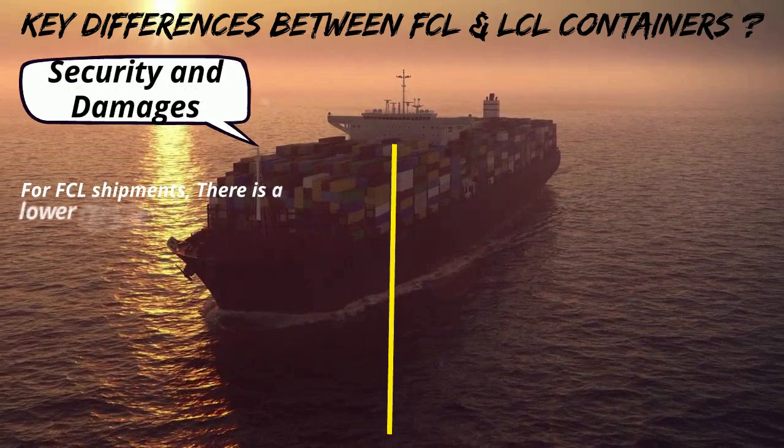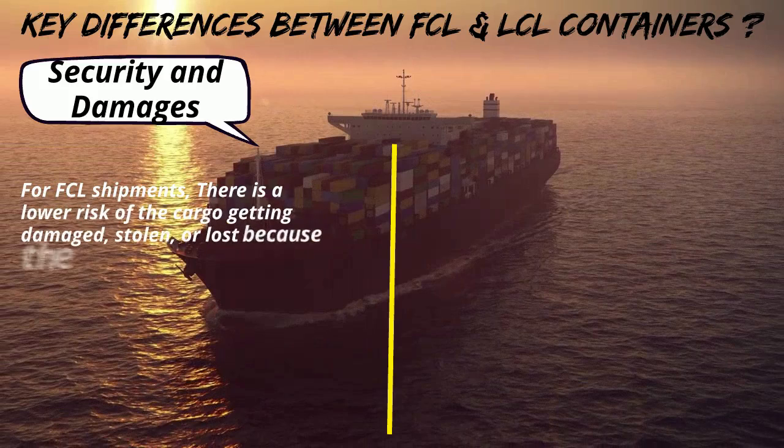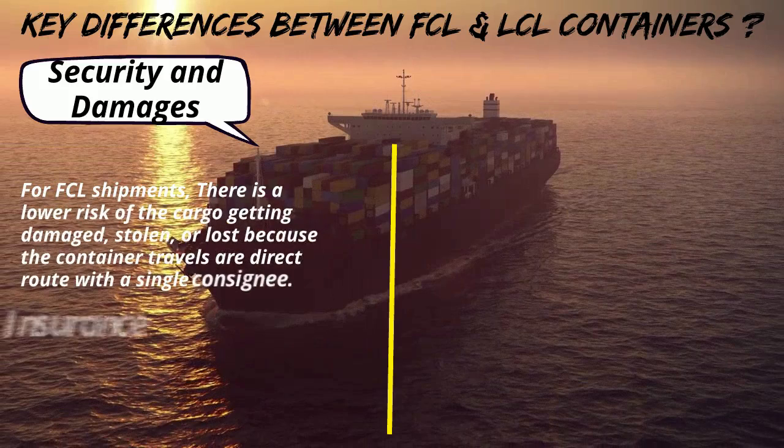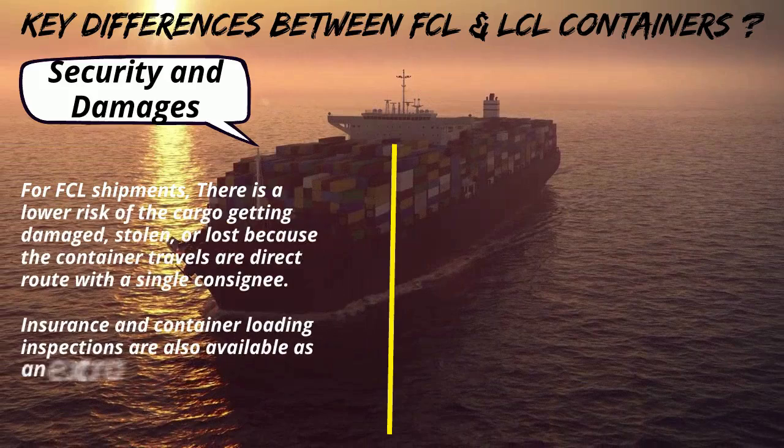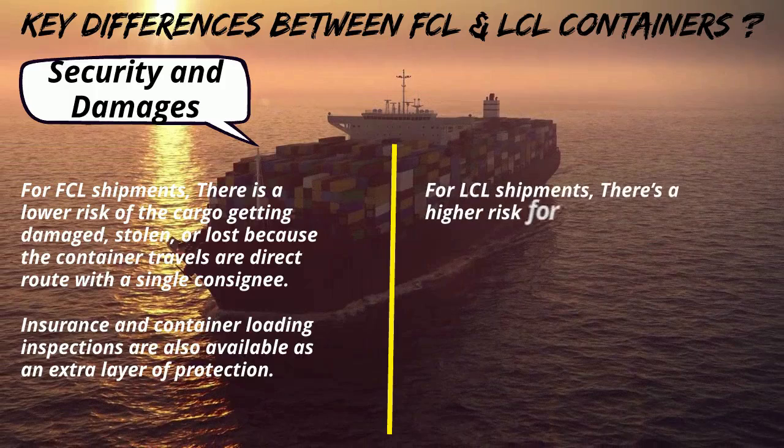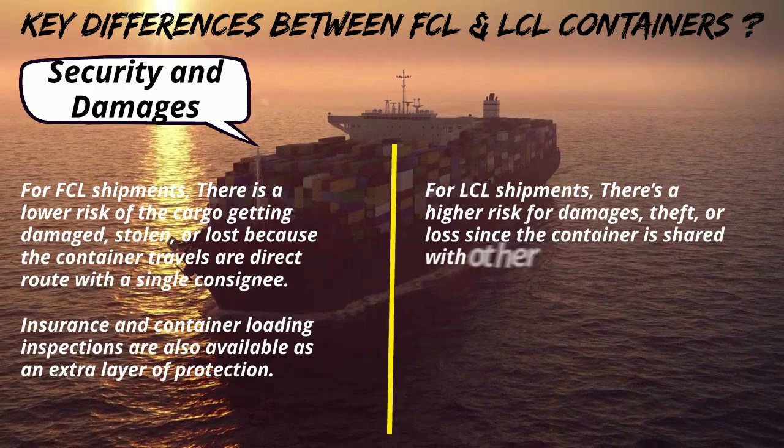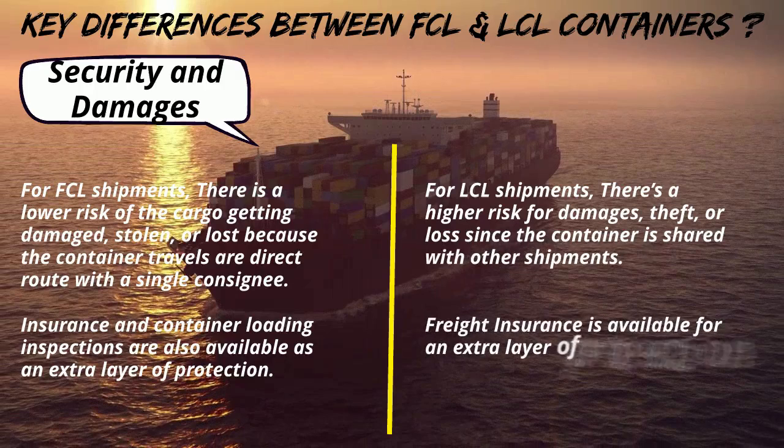On security and damages. For FCL shipments, there is a lower risk of the cargo getting damaged, stolen, or lost because the container travels a direct route with a single consignee. Insurance and container loading inspections are also available as an extra layer of protection. For LCL shipments, there's a higher risk for damages, theft, or loss since the container is shared with other shipments. Freight insurance is available for an extra layer of protection on the buyer.